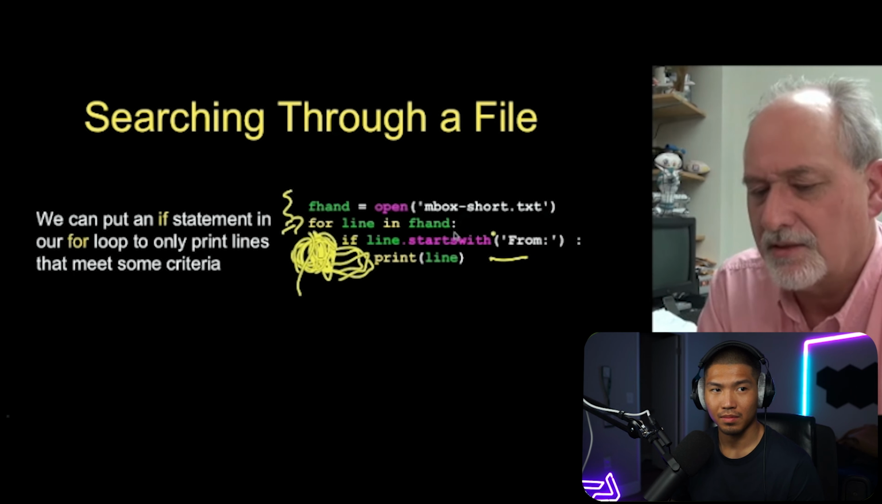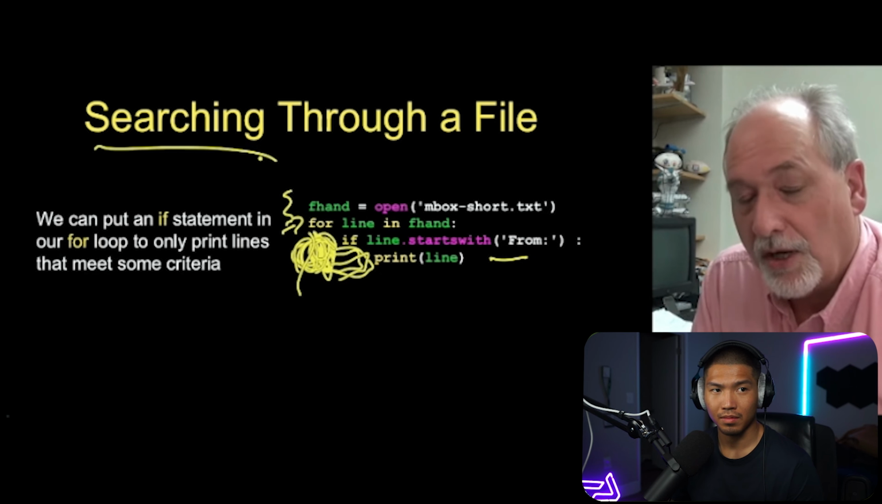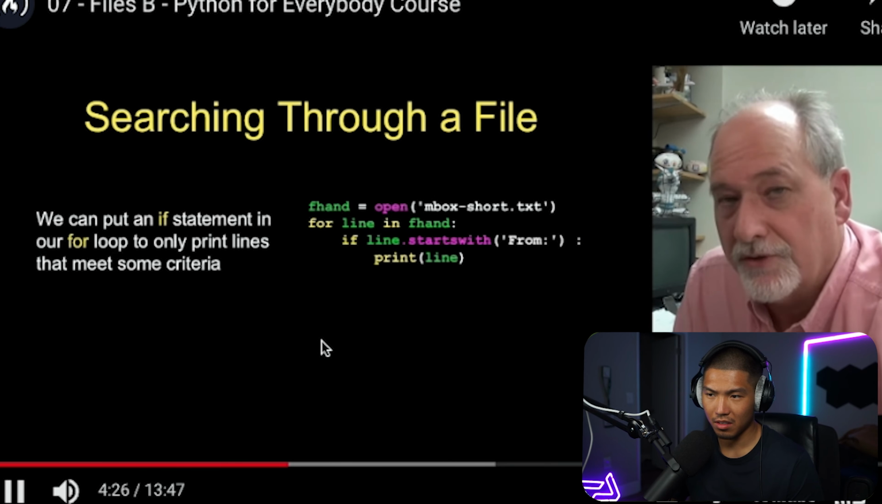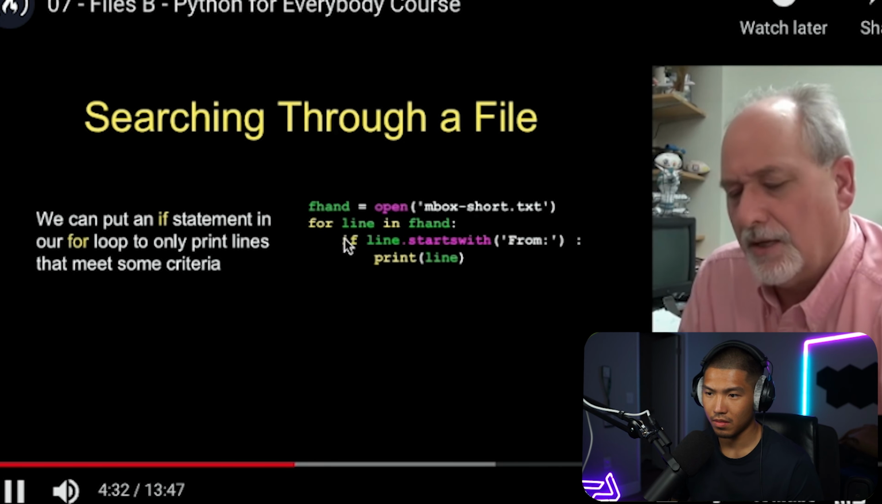And so this is like a criteria. This is like a search. We're looking for lines that match the string, that have the string from as their prefix. Now, when we look at the output of this, where you're looking for something, we're going to search for lines that have a prefix of from, okay? That's what we're doing. We're going to print those lines out.